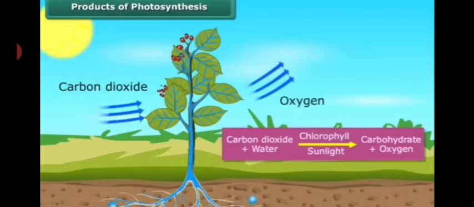What food is prepared here? The food is carbohydrate. The name of that food is carbohydrate. It is also known as glucose, and another gas produced by the plant in the process of photosynthesis is oxygen.